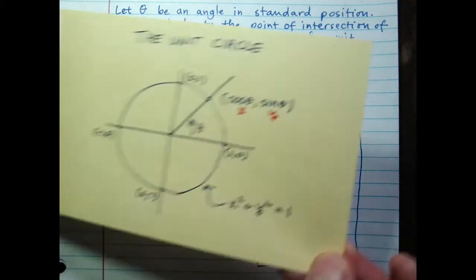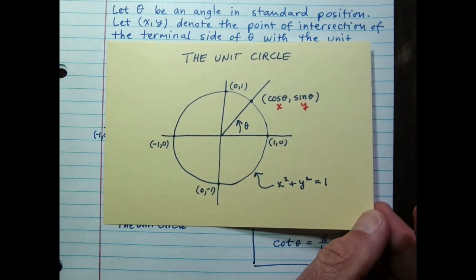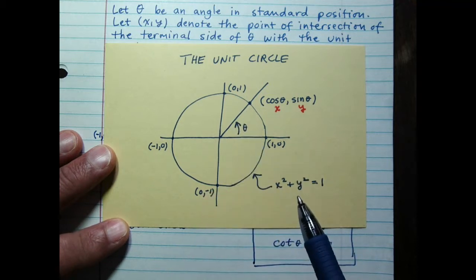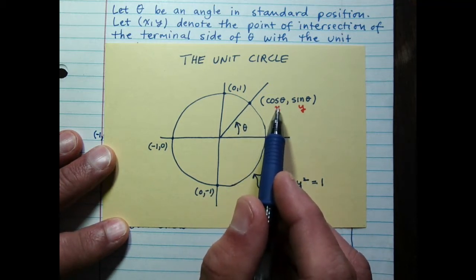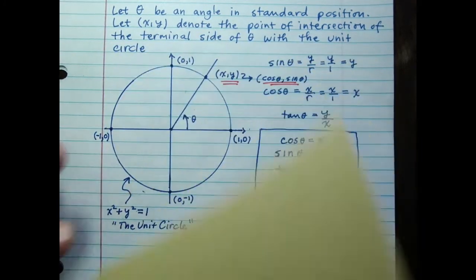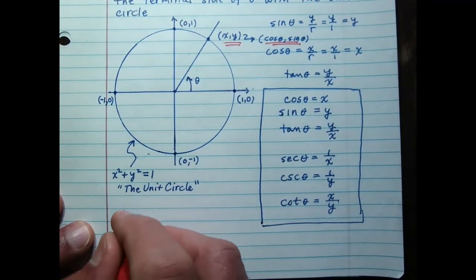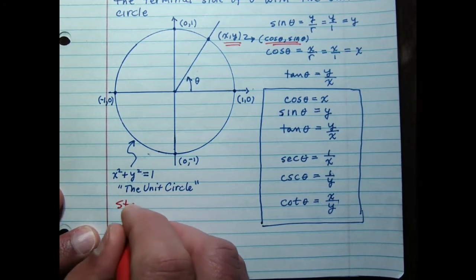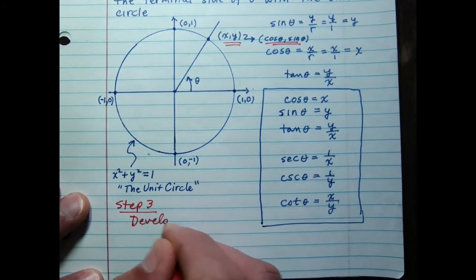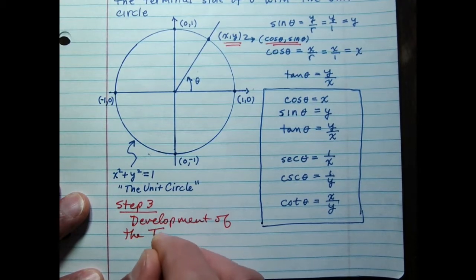So my more simplified version of things is on this yellow card, a new yellow card, where we just want to see an angle theta in standard position. This point of intersection with the unit circle has x coordinate cosine theta, y coordinate sine theta, and that's it. And this, by the way, is our third step, step 3 of our development of the trigonometric functions.